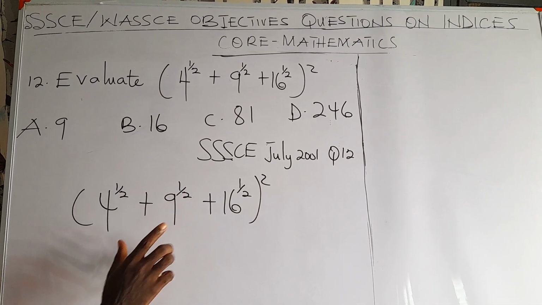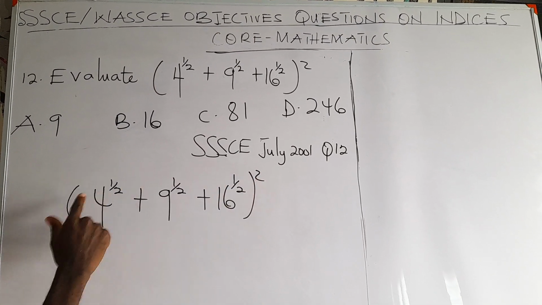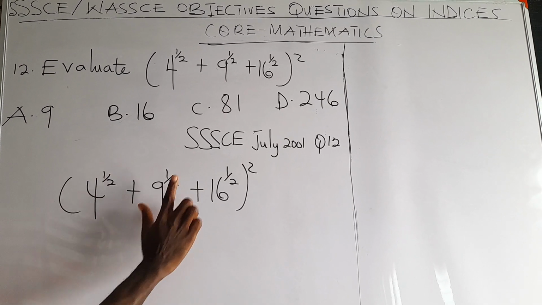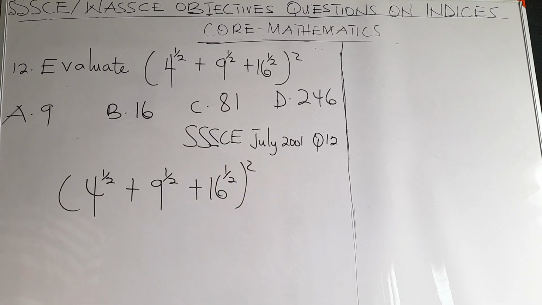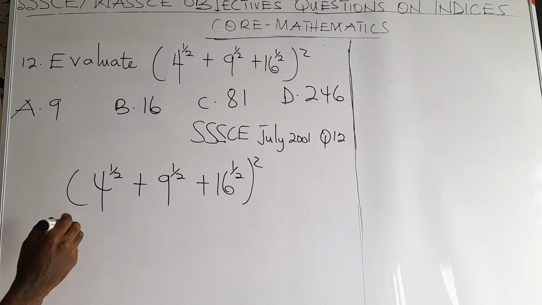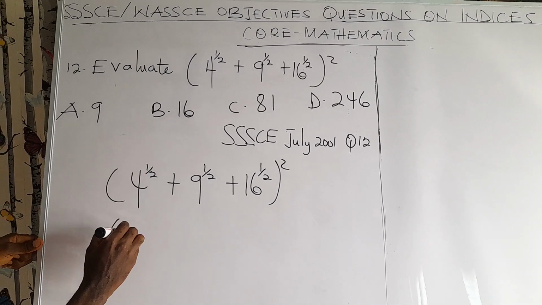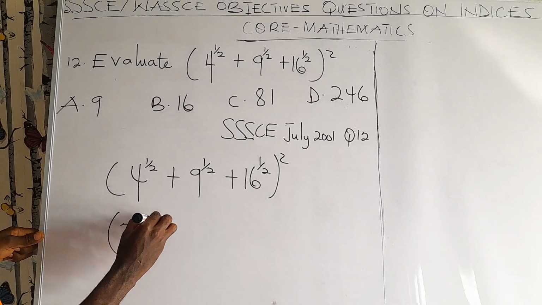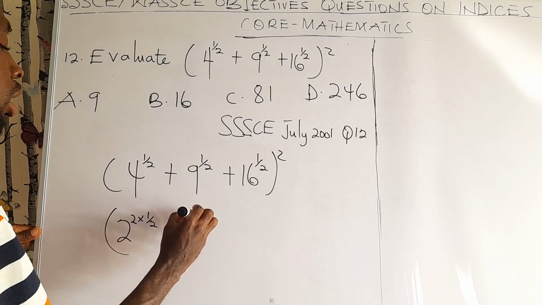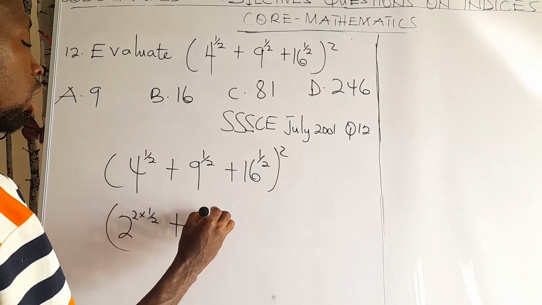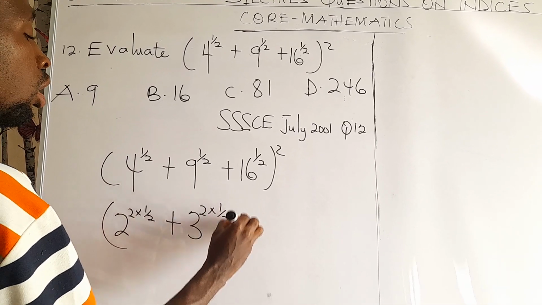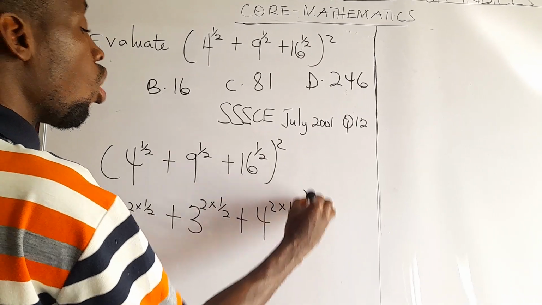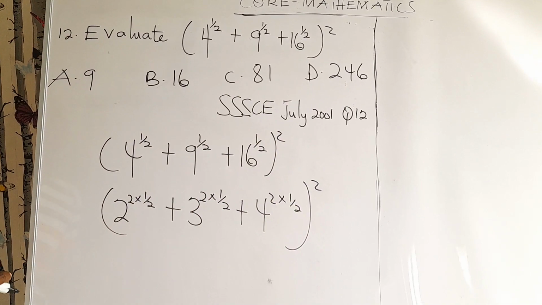Please, this one, you will not distribute the 2 across, since it is not multiplying, they are adding. So we make sure we simplify what is in the bracket first, then we square. So we can change this to index form, 2 exponent 2. 2 exponent 2 is 4. So times our half, plus 3 exponent 2 is 9 times our half, then plus 4 exponent 2 is 16 times our half. All square again.